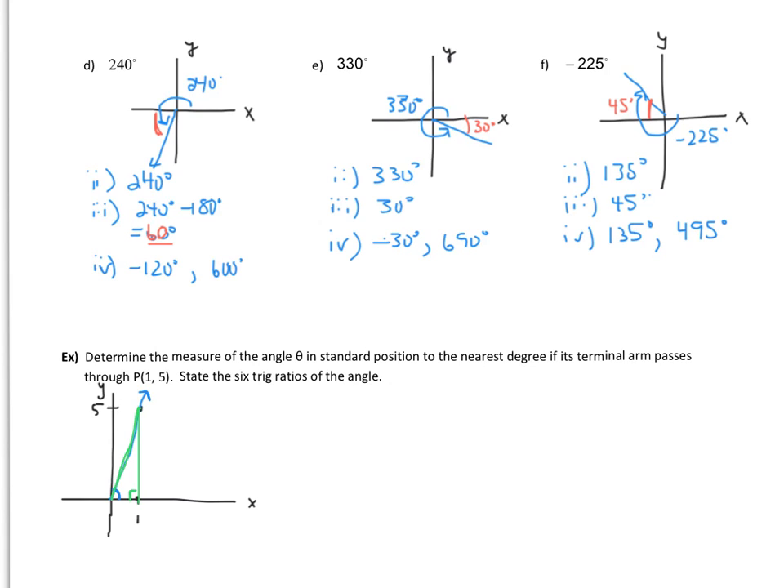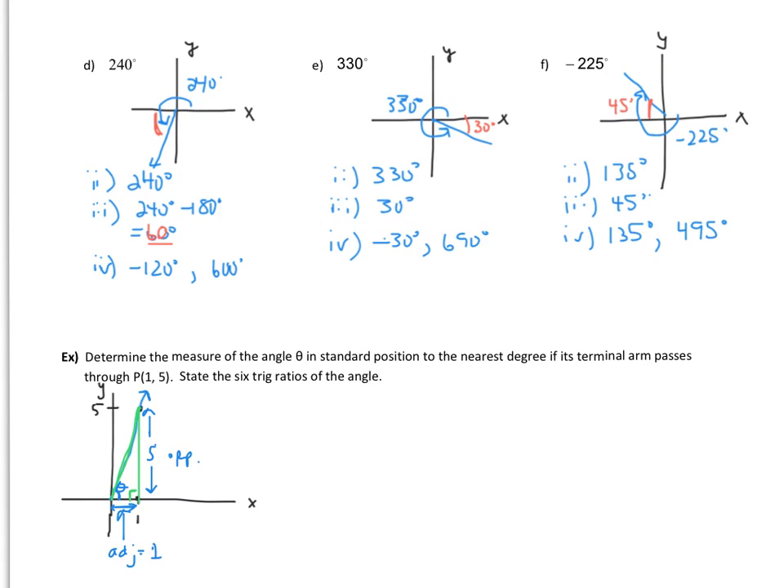I can use SOHCAHTOA with my right angle. I know that the side opposite theta, my principal angle, is this side, which is 5 units long. It's equivalent to the y-coordinate of my point. So this is opposite. And this side here is my adjacent, and it's 1 unit long.